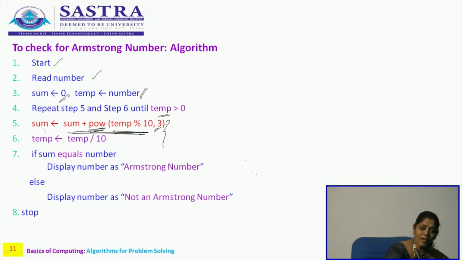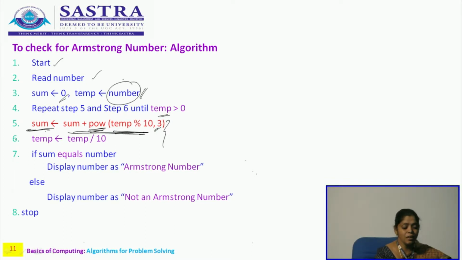This time your last digit is the last but one digit, that is in the tens place, which again is supposed to be processed until your temp is greater than 0. Once we take one example and see this problem, we can understand it better. When we come out of this looping process, we will be getting some value in the variable called sum, and you have to compare that sum and the original number.